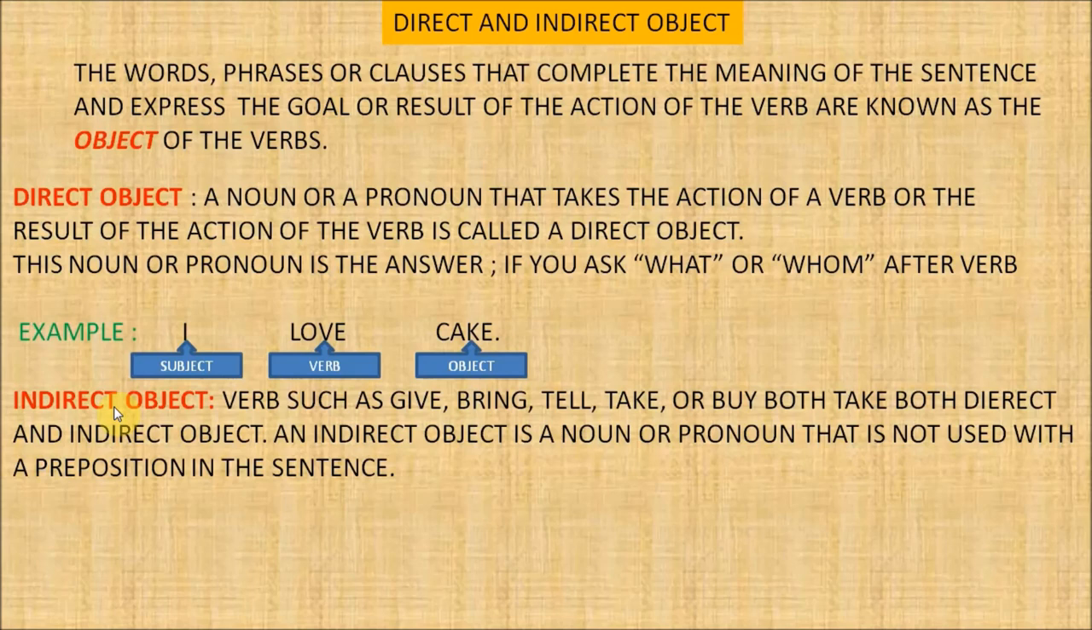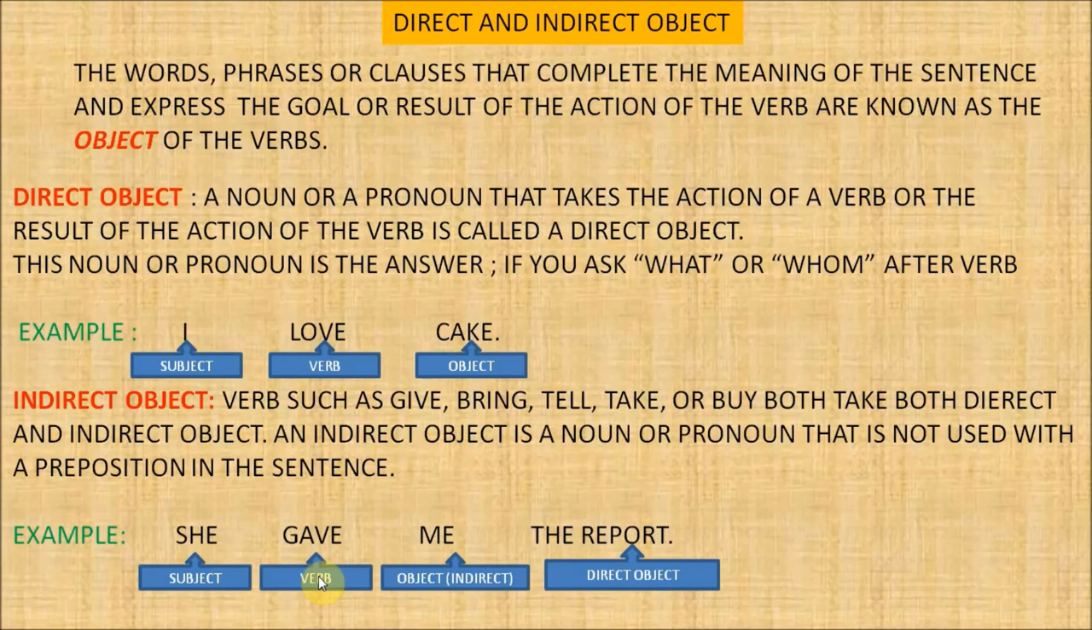Second, indirect object. Verbs such as give, bring, tell, take, or buy take both direct and indirect object. An indirect object is a noun or pronoun that is not used with a preposition in the sentence. Let's see the example. She gave me the report. So, she is subject, gave is verb, me is object, indirect object, and the report is also object, which is direct object.